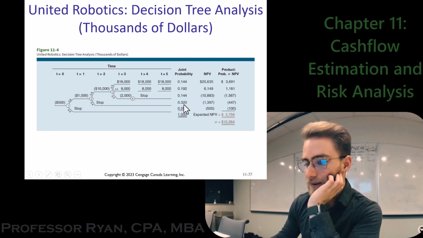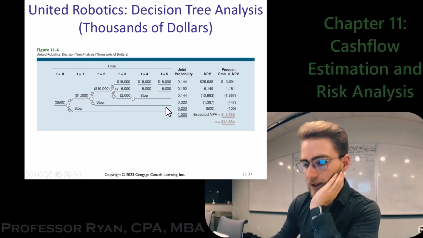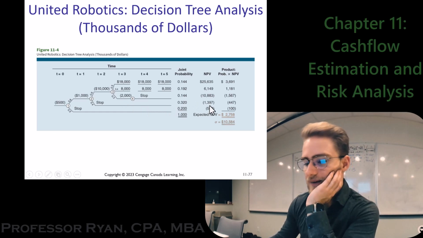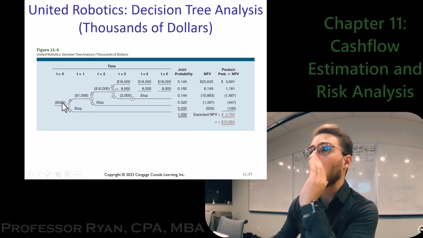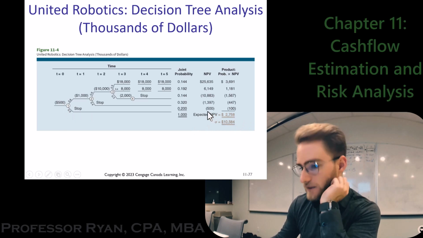There's a 32% chance I get to after year one, I spend $1,500, I just decide to stop completely, and I only lose a present value of $1,397. And there is a 20% chance I just stop after year zero, I don't invest in anything else, and I only lose $500, right?